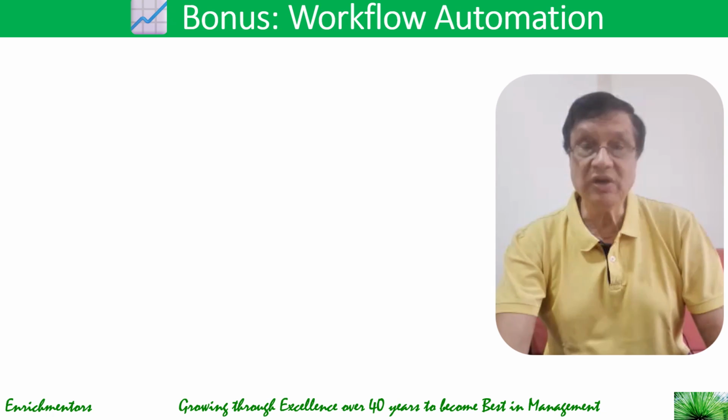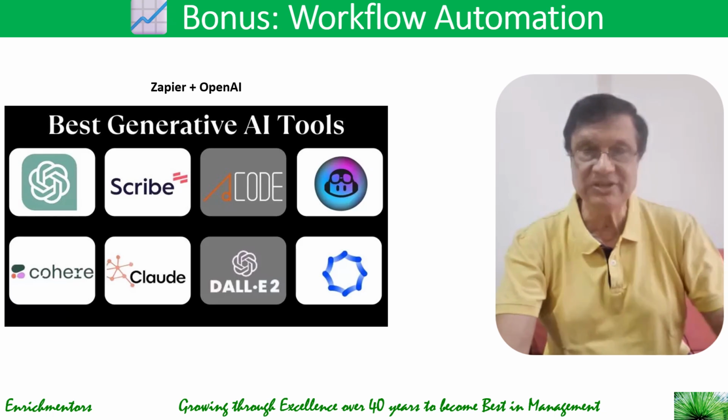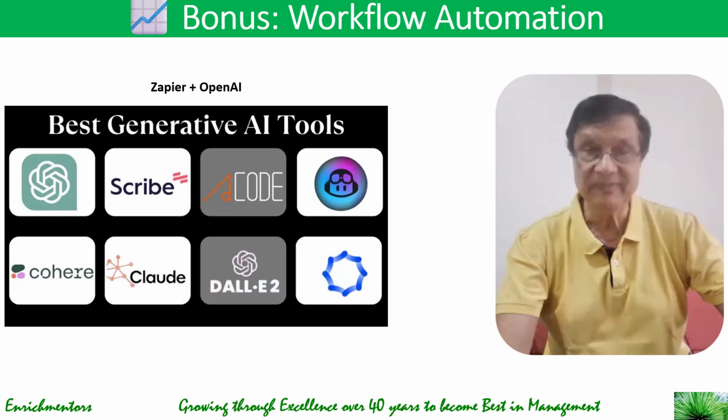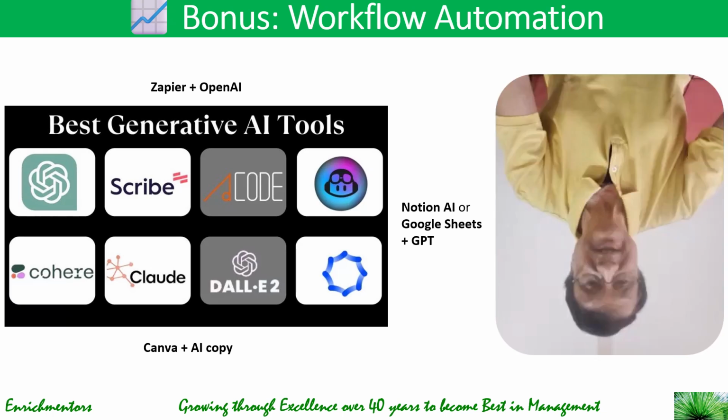Let's take a look at workflow automation. You can integrate AI with tools like Zapier and OpenAI to auto-generate email copies when a new product is added, Notion AI or Google Sheets plus GPT to plan and populate content calendars, and Canva plus AI copy to design and write social posts in one place.